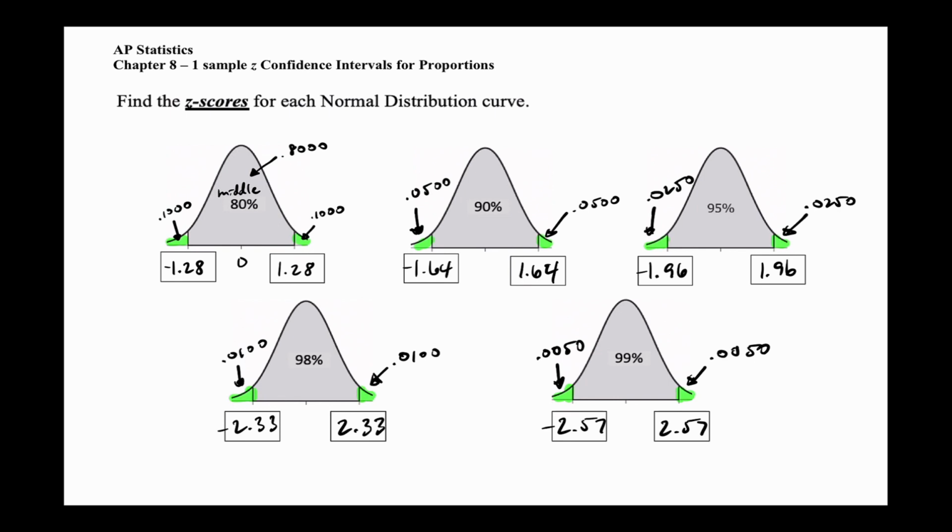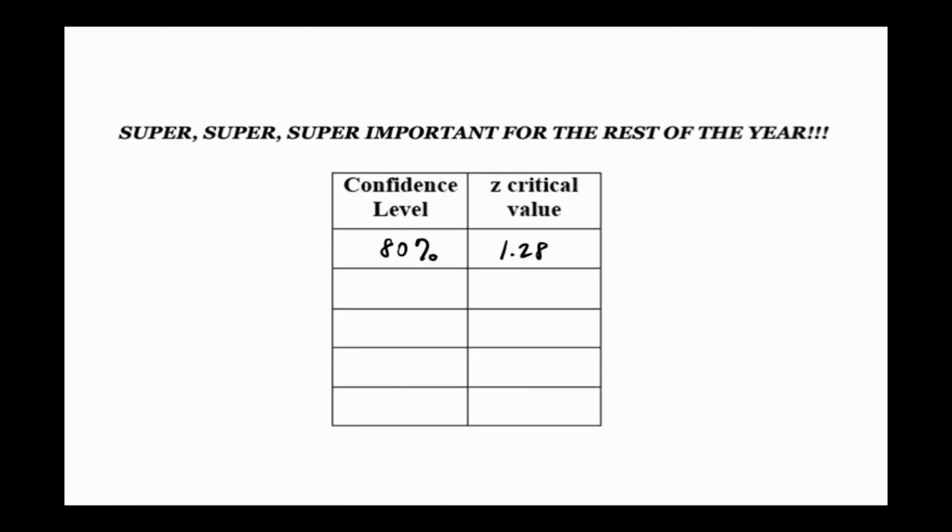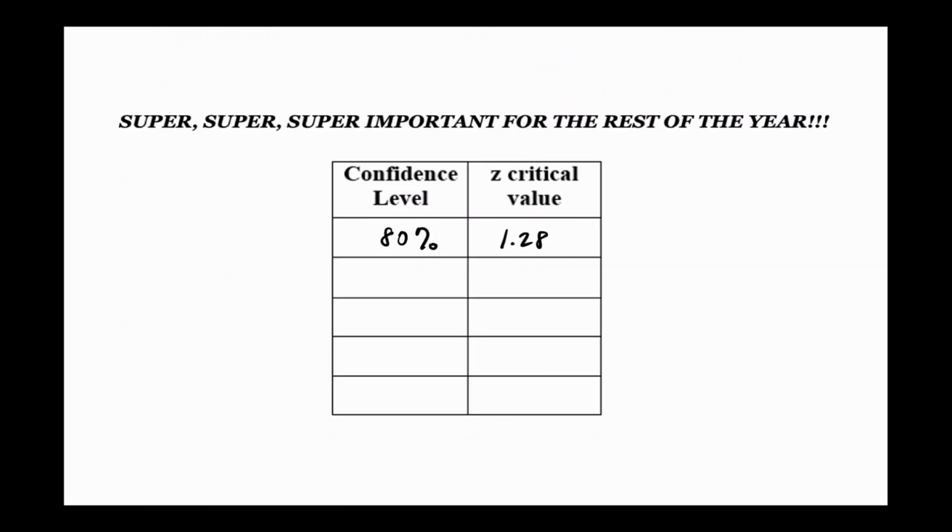Okay? So what you guys found was called critical values. Those are critical values that we're going to be using for confidence intervals. So let's fill out our table here, because you're going to be referring to this quite a bit this chapter. And this will make your life a lot easier when you're trying to do confidence intervals.